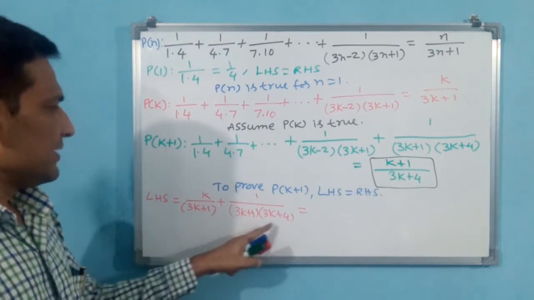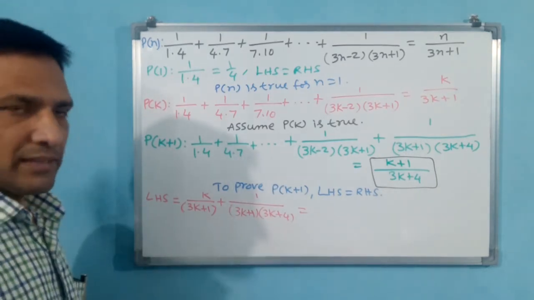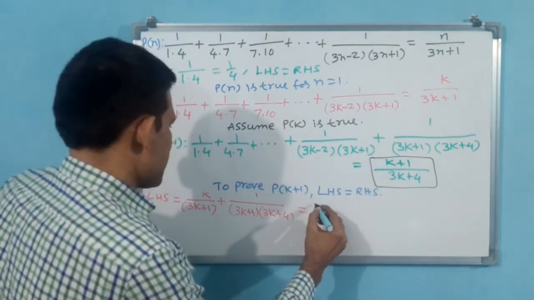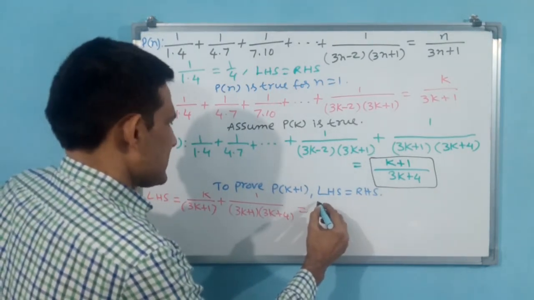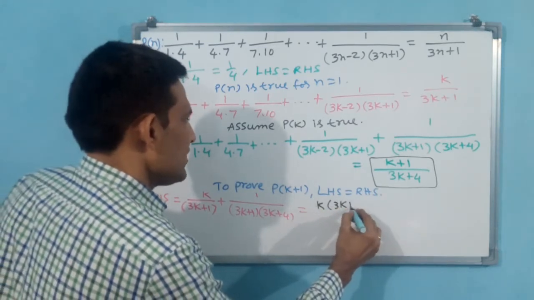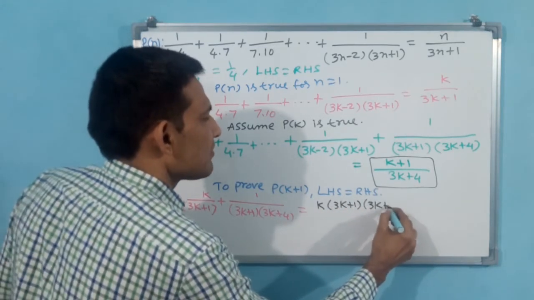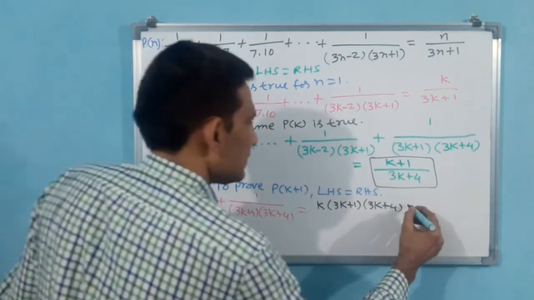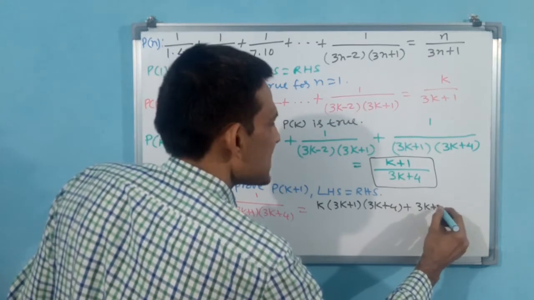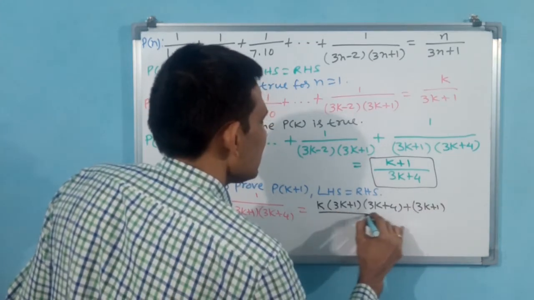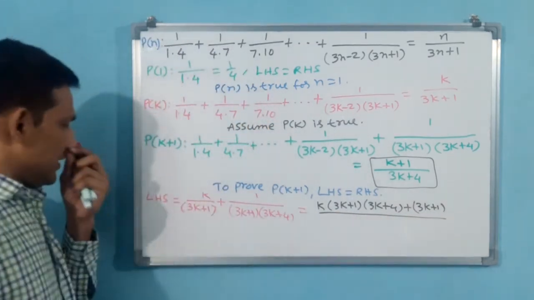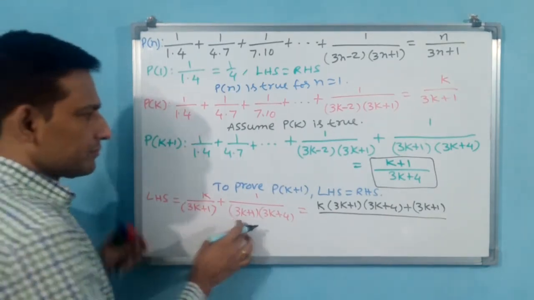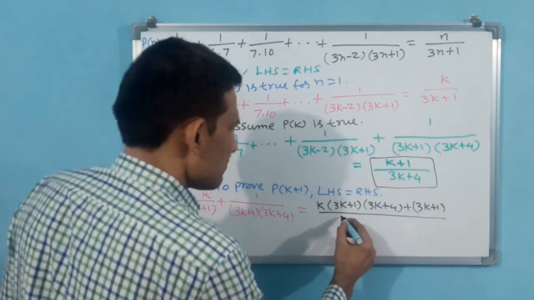Now we can take 3k plus 1 into 3k plus 4 as LCM, or else we can do cross multiplication. Both are same. K into 3k plus 1 into 3k plus 4, and 1 into 3k plus 1, plus 3k plus 1, divided by... see carefully here, 3k plus 1 square will come. Why? Because 2 times are there.